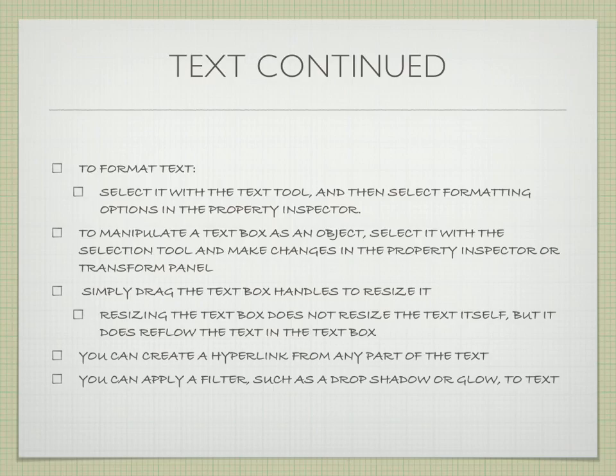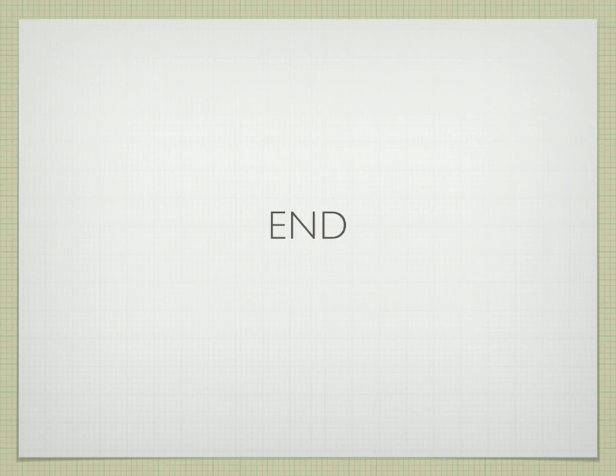You can make any part of any text a hyperlink, and you can apply filters to text. You can add drop shadows or glows. It's a quite useful tool. And that's the end of this chapter 2.